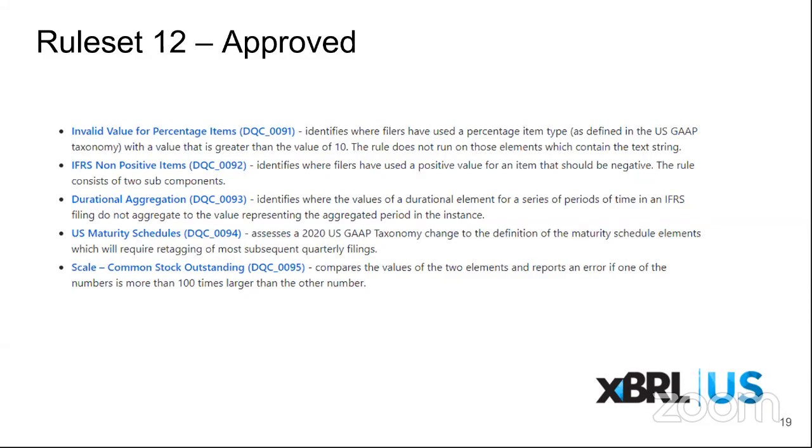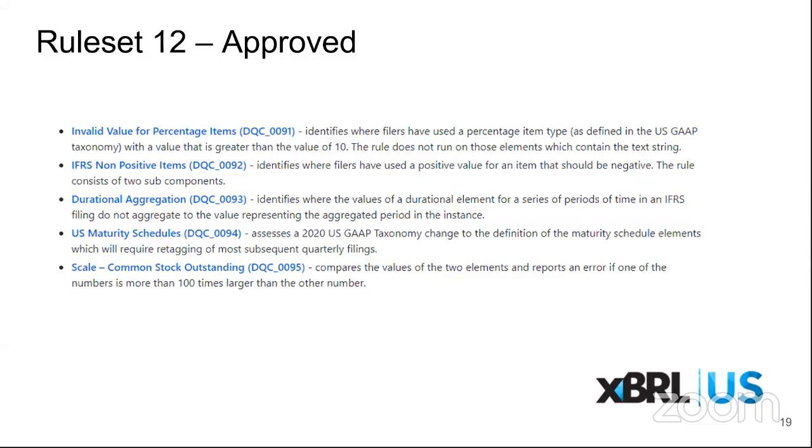So if you report a value multiple times in a filing with different scales, this rule takes that into account as well. The US maturity schedules was added, and just to make sure everyone's aware of this, the FASB had made a number of changes to all the maturity schedules in the 2020 taxonomy. So if you're using these to report anything which is due in year 1, year 2, year 3, year 4, and then the remainder and then a total.